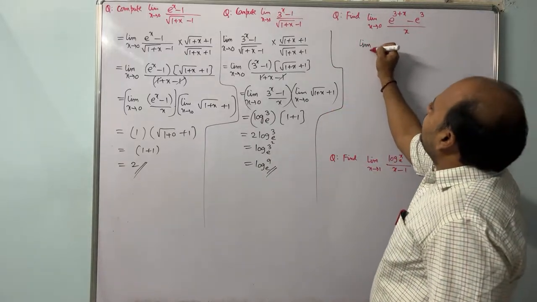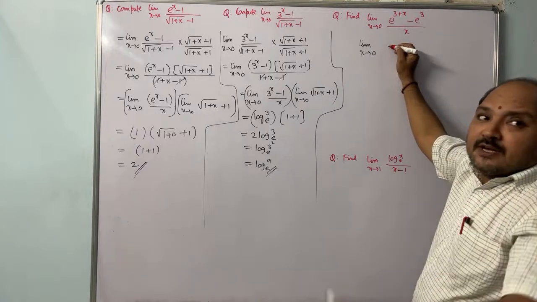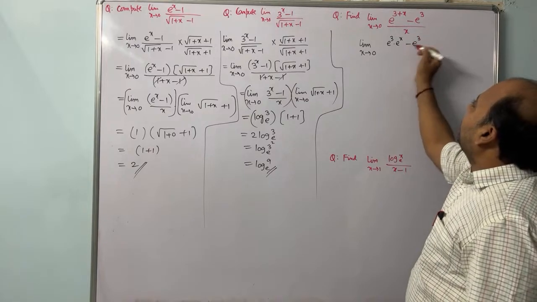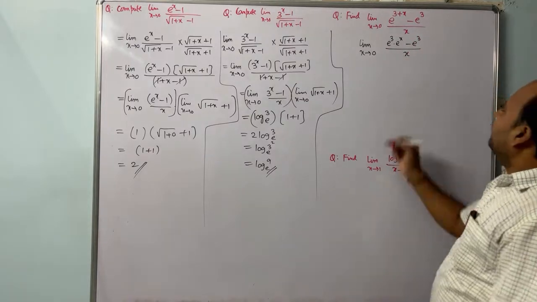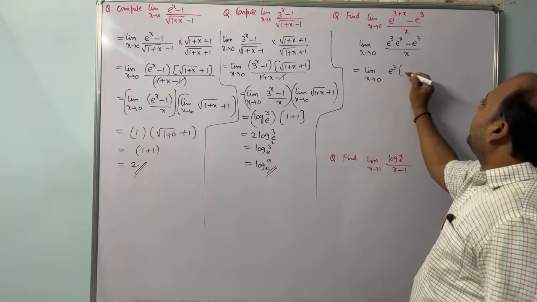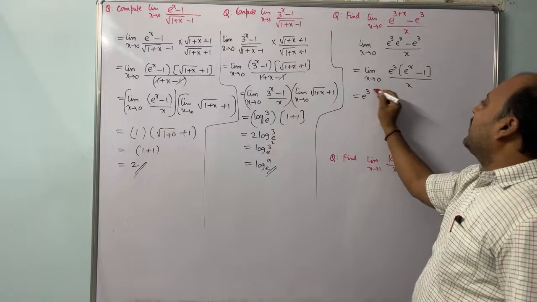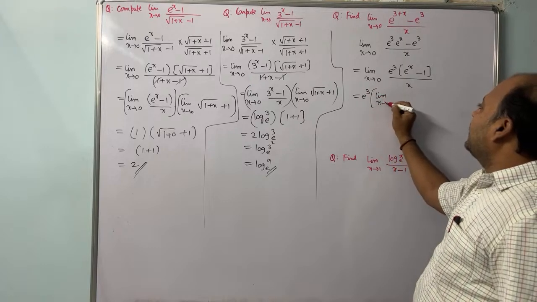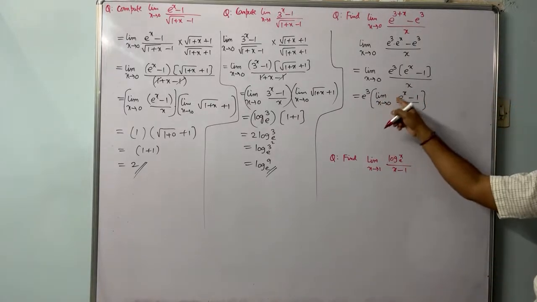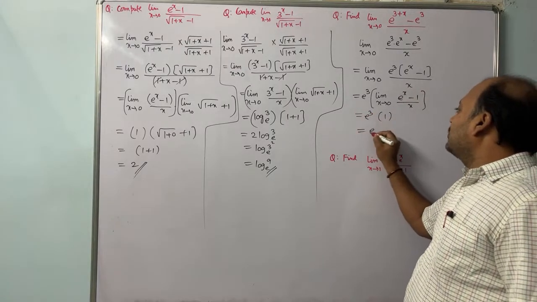Limit x tends to 0, e power 3 plus x minus e power 3 divided by x. We can apply the formula a power m plus n equals a power m into a power n. E power 3 into e power x minus e power 3 divided by x, which is equal to limit x tends to 0, e power 3, if you take out common, e power x minus 1 divided by x. E power 3 is a constant, bring it outside. Limit x tends to 0, e power x minus 1 by x, we know that is 1. So e power 3 into 1, which is equal to e power 3.